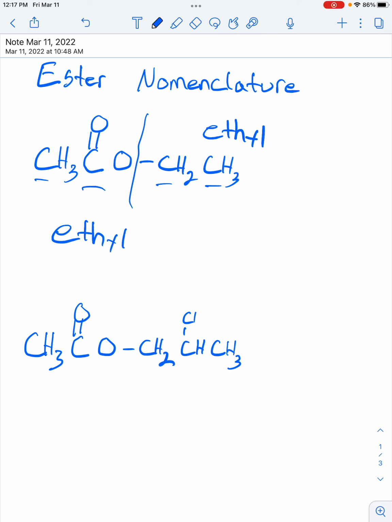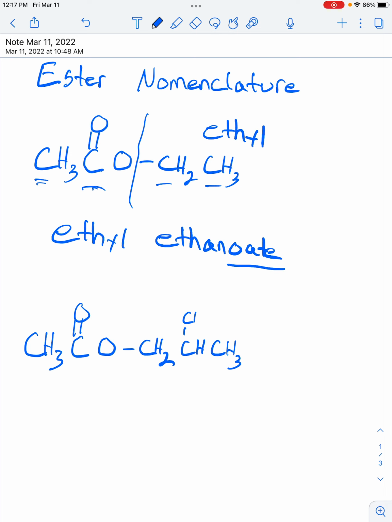ethyl ethane OH. So this ethane OH is how you determine if something is an ester or not. So you just drop the E on ethane in this situation and put OH.